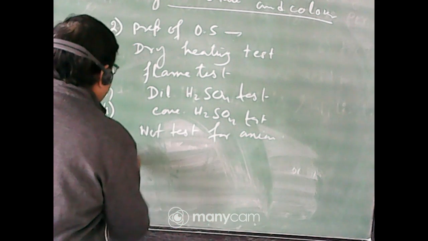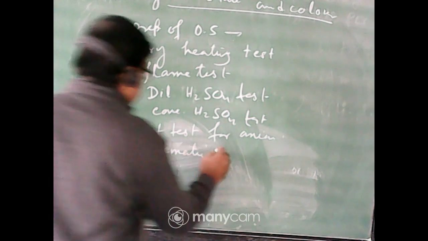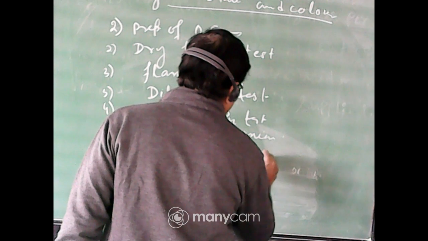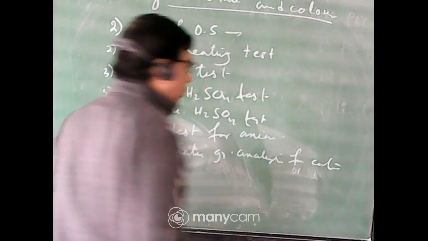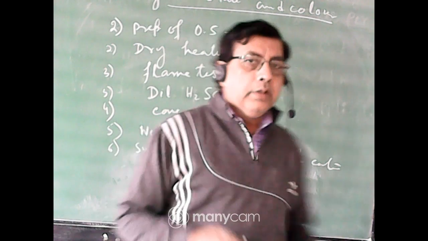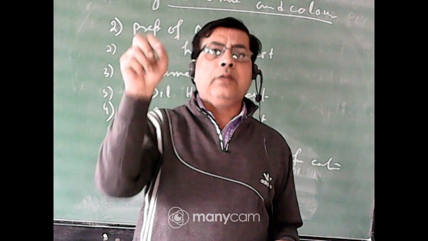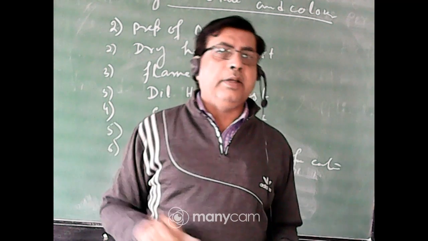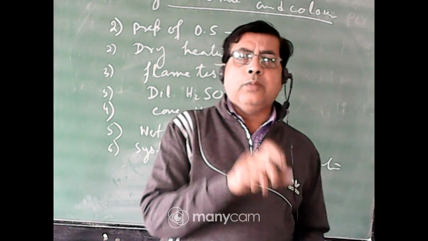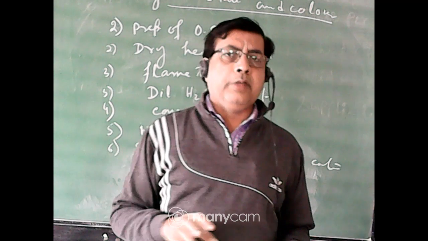Number 6, systematic group analysis. Systematic group analysis for cation means, say you make a 3-column experiment, observation, inference. In the experiment column, 1 cc OS plus 1 cc dilute HCl. Observation, no PPT, group 1 absent. Inference. Experiment column, through this solution, pass H2S gas, no PPT, group 2 absent.